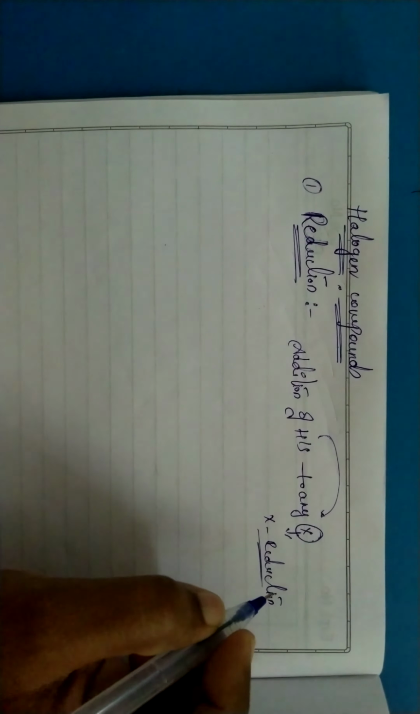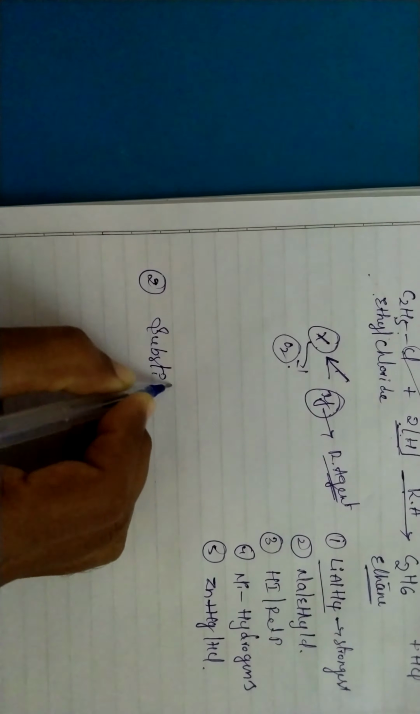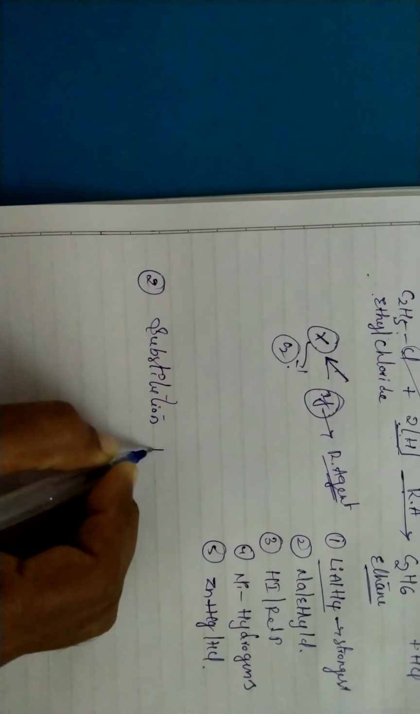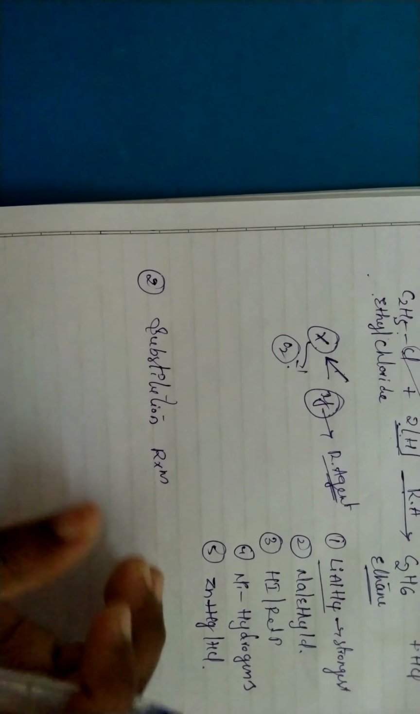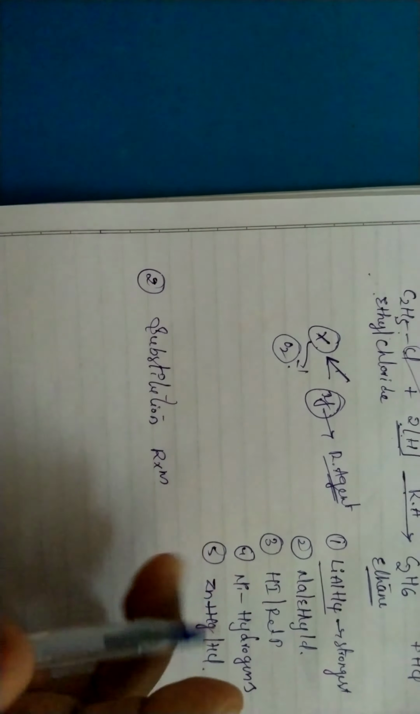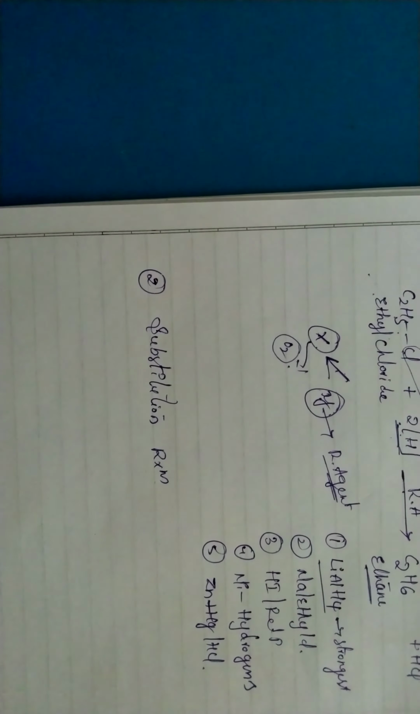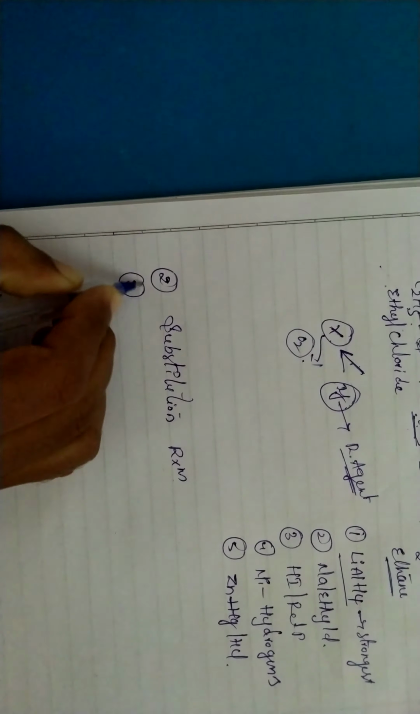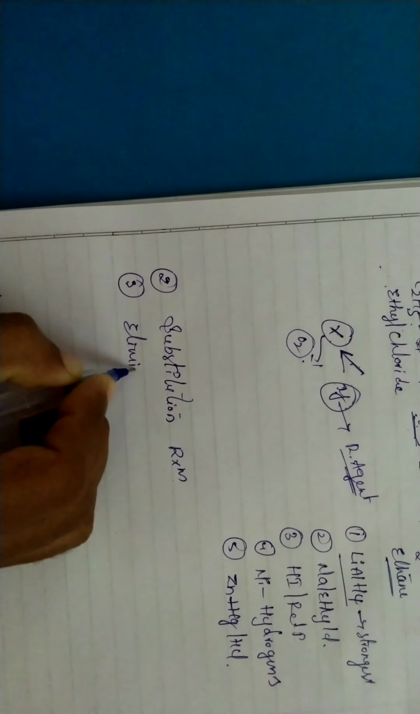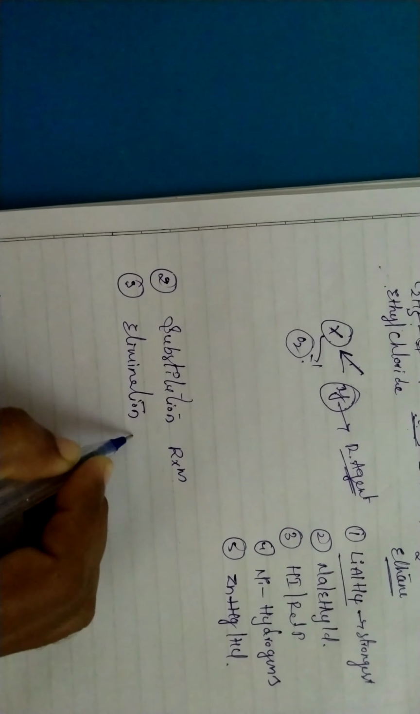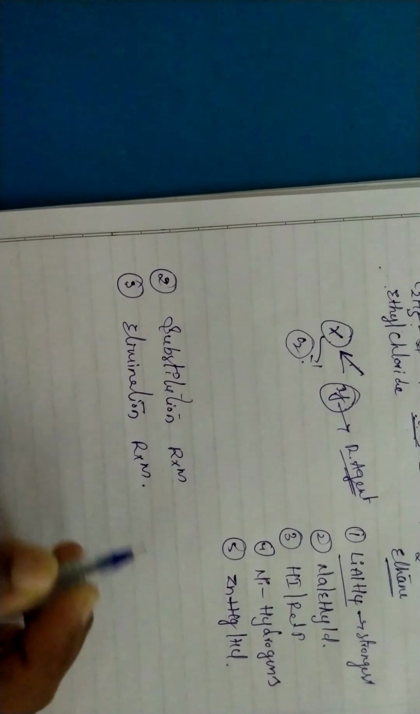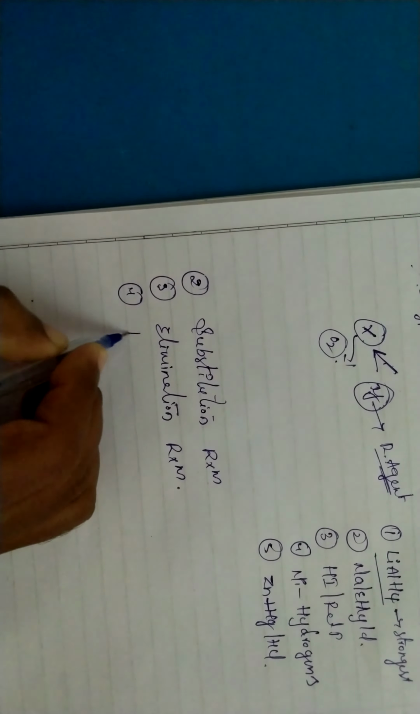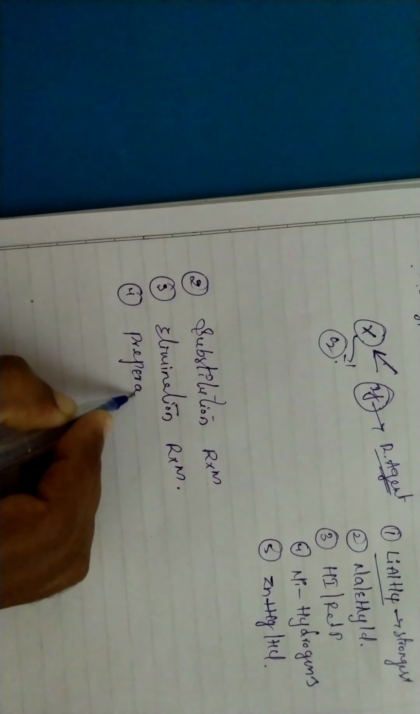The next reaction is that our alkyl halides undergo substitution reactions. Substitution reactions are again divided into two types, which we'll see in a very broad manner. Next, halogen compounds also undergo elimination reactions. And the fourth one is the preparation of Grignard reagent.